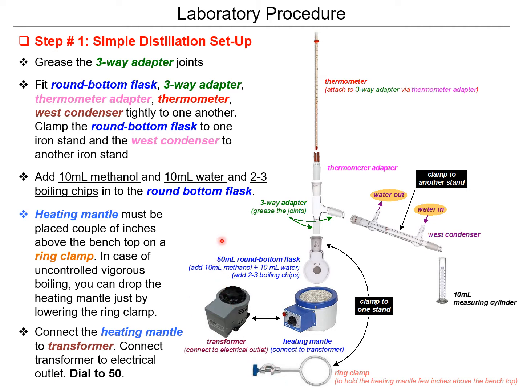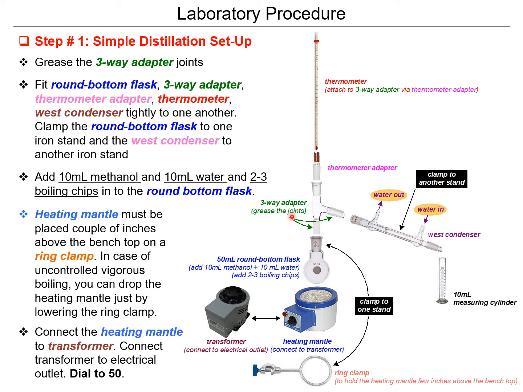So the first thing you want to do before putting any of these glass parts together is to grease them. Now, why do you grease the things? It's because of two reasons. You don't want the vapors escaping from between the glass joints. So that can happen if you don't grease them. And also, if you don't grease, things can get stuck together, and they're really hard to pull apart. You don't want to get them stuck together.